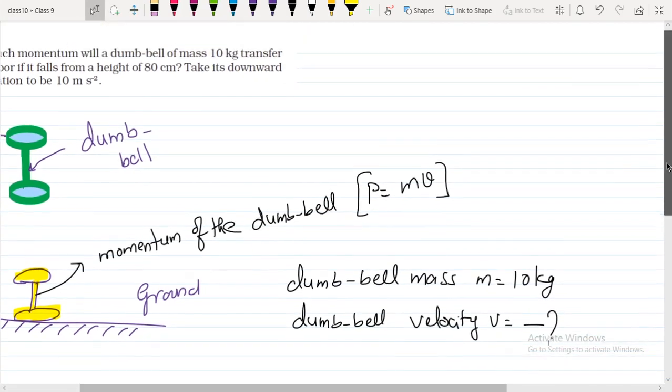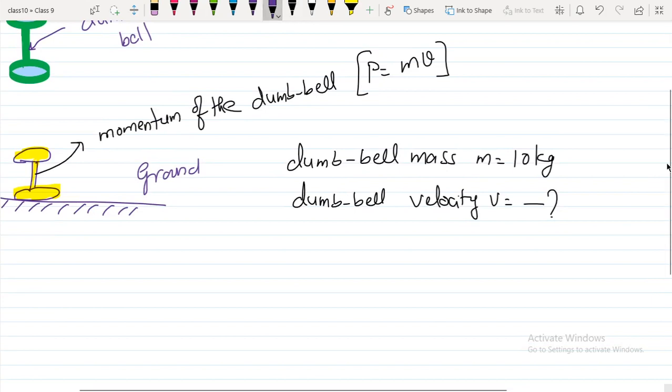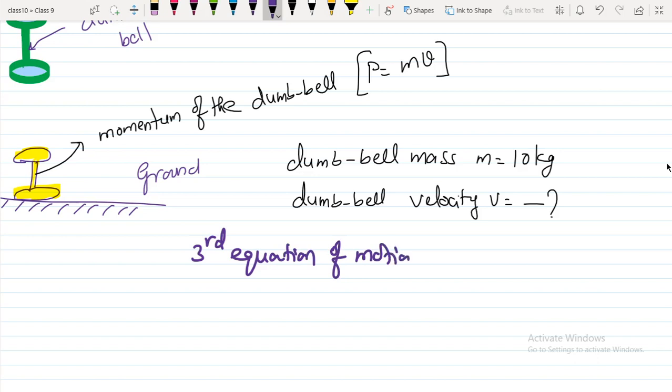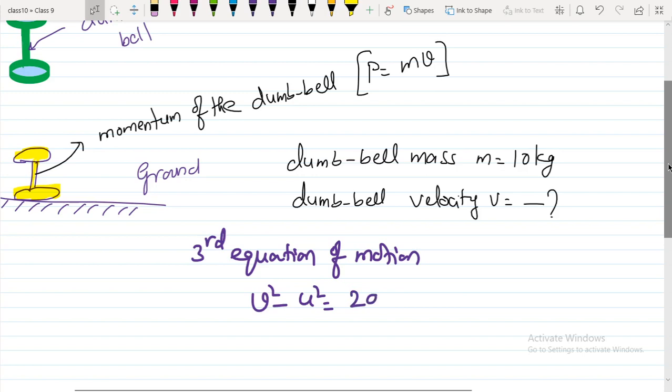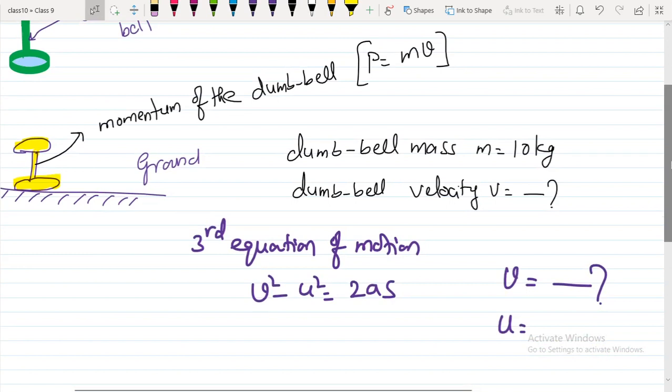So how can I find the dumbbell velocity? By using the third equation of motion. So we know that from the third equation of motion, v square minus u square equal to 2as. So here v is the final velocity. Since it is touching the ground, the final velocity we need to find. And initial velocity, since it is just dropped, we take the initial velocity u equal to 0. And acceleration is given as 10 meter per second square.